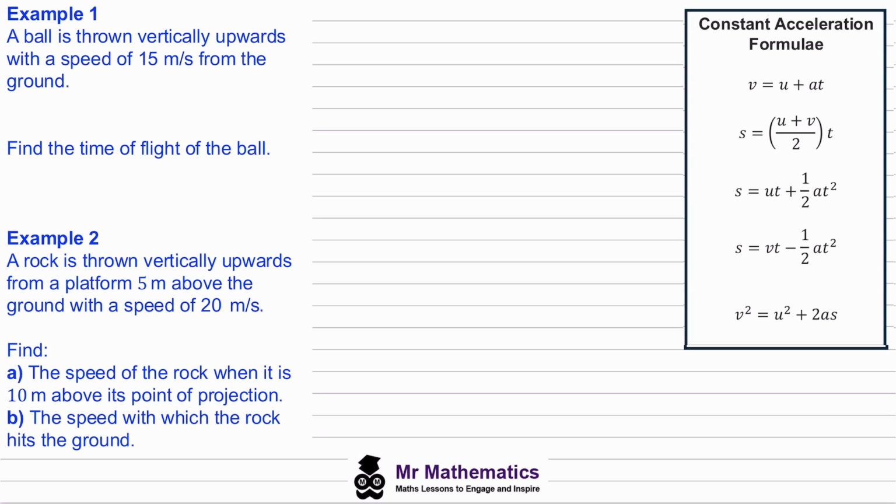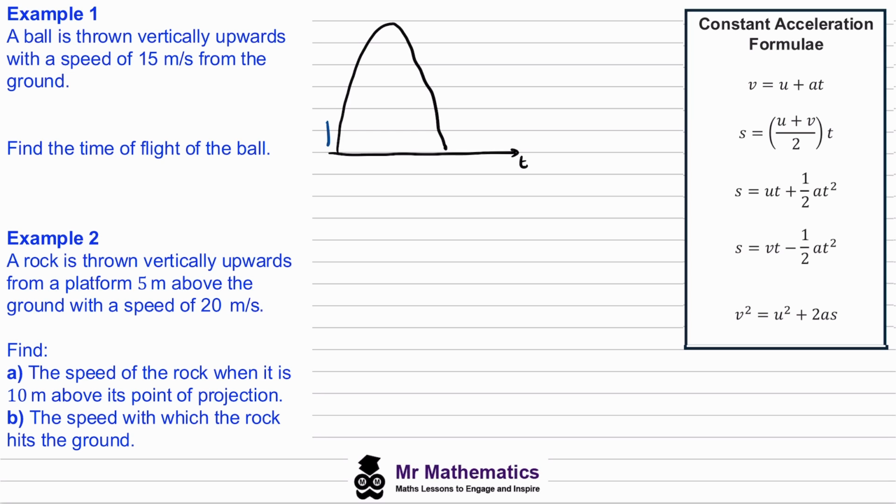So if we begin with question 1, we're told that a ball is thrown vertically upwards with a speed of 15 meters per second from the ground. We need to find the time of flight of the ball. So the best thing we can do is to sketch a diagram. We have the time, and then we've got the trajectory of the ball.